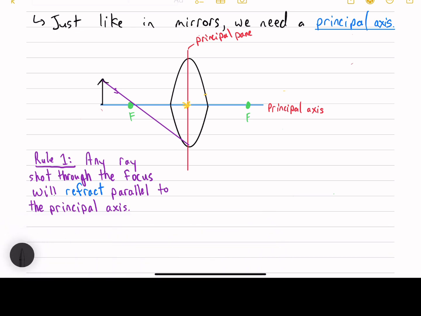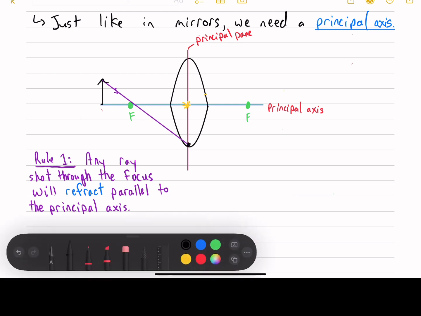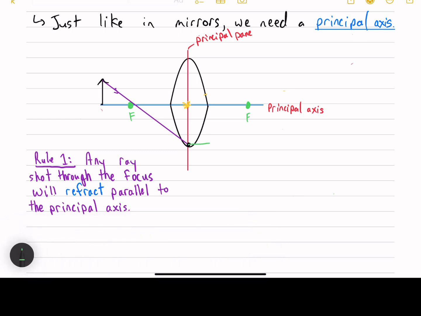Okay, so the point where it hits the principal plane right over here, it is going to refract. So it's going to bend parallel to the principal axis. So it'll be a straight line that goes like this, and it's going to bend in behind the mirror. And this is our refracted line. A refracted ray, we can say.